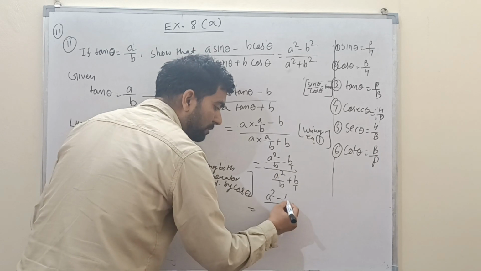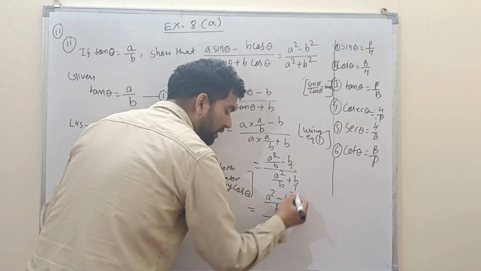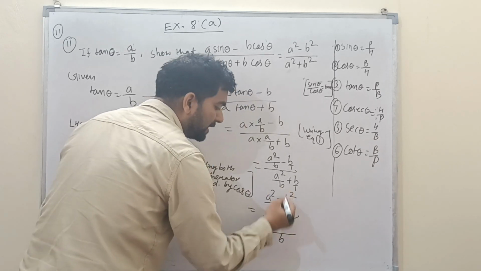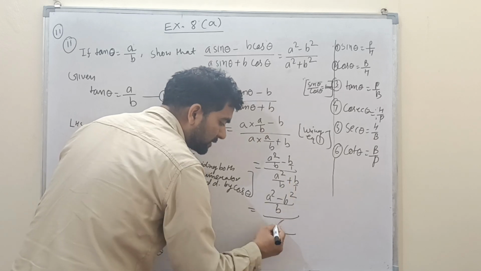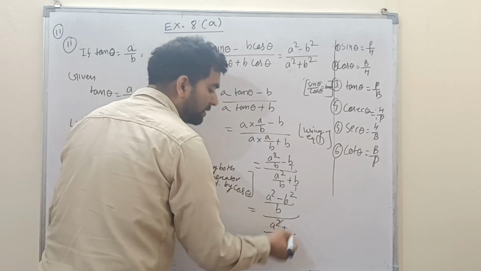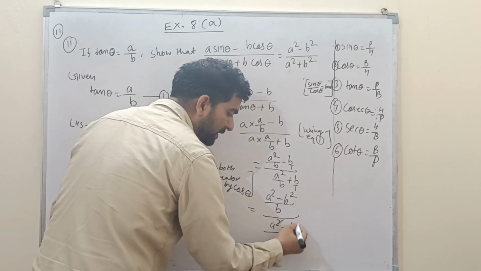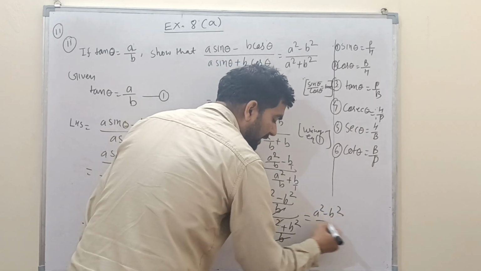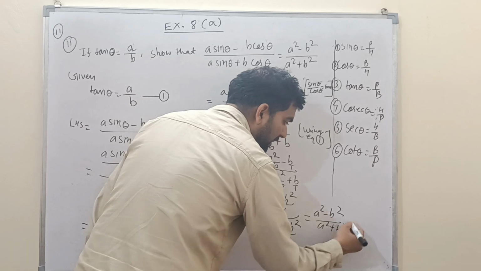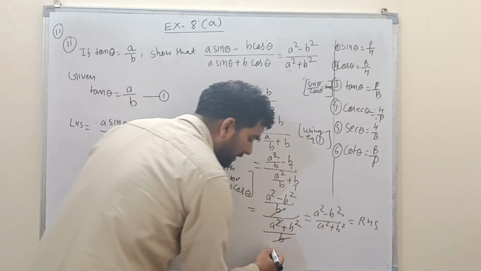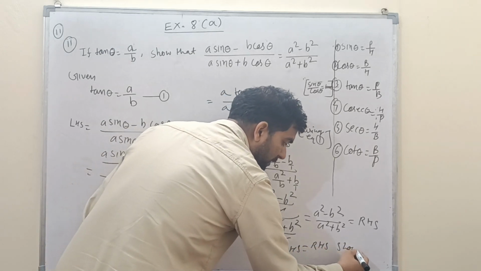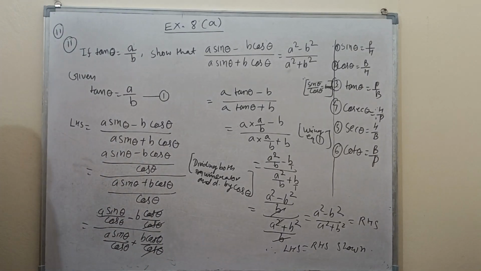B into b square will be b square. Again here, b and 1. LCM of b and 1 is what? It will be b. Okay, b dividing this LCM b, so it will be 1. 1 into a square will be a square, plus 1 dividing this b will be b. B into b square will be b square. So this b and b we can cancel, so it will be a square minus b square by a square plus b square. I can write equal to RHS. Therefore LHS is equal to RHS, and you will write shown. So this is the solution of question number 11, subdivision 2.